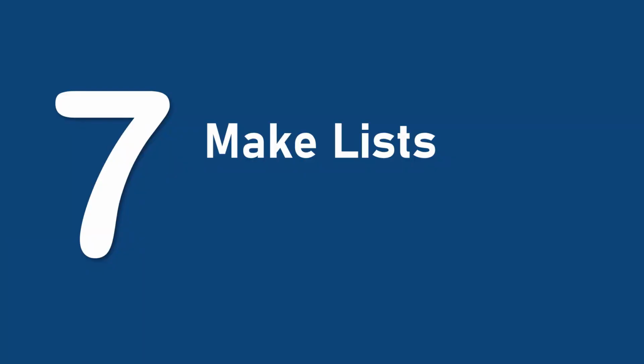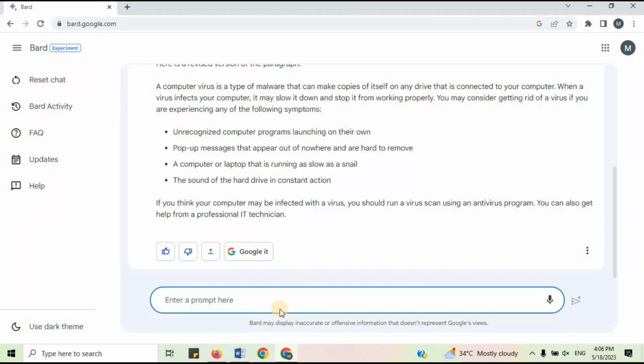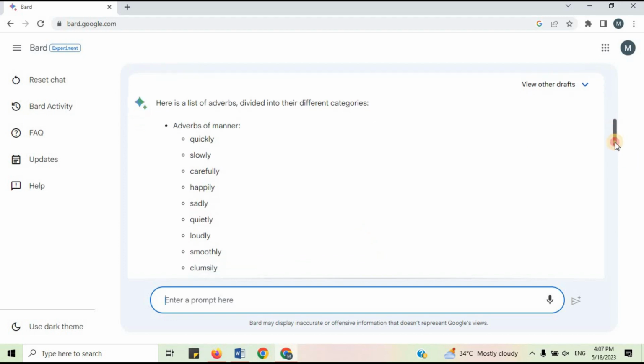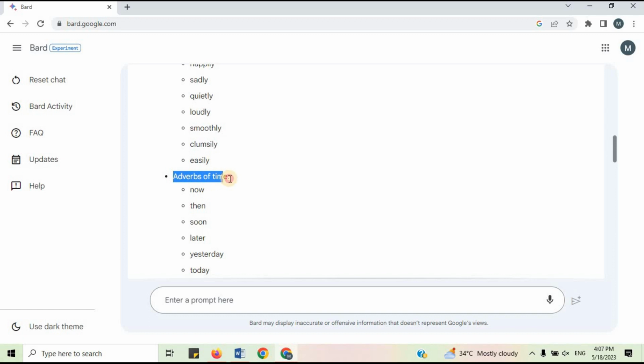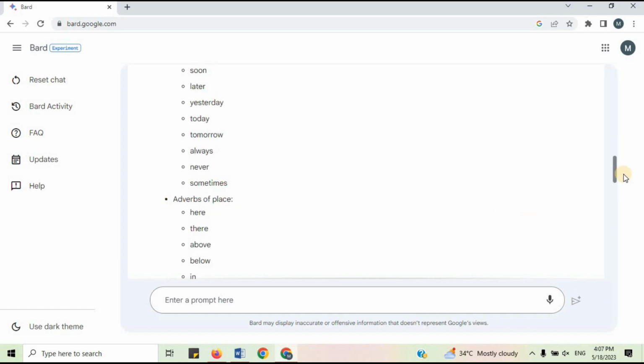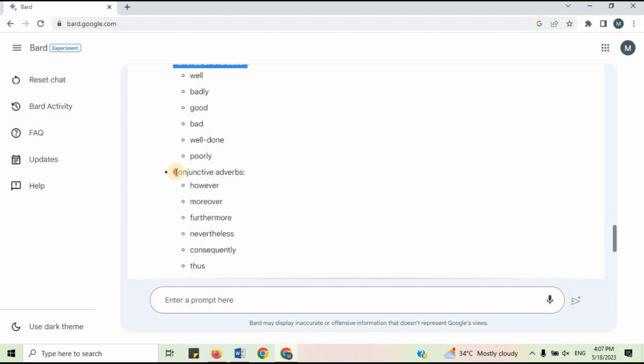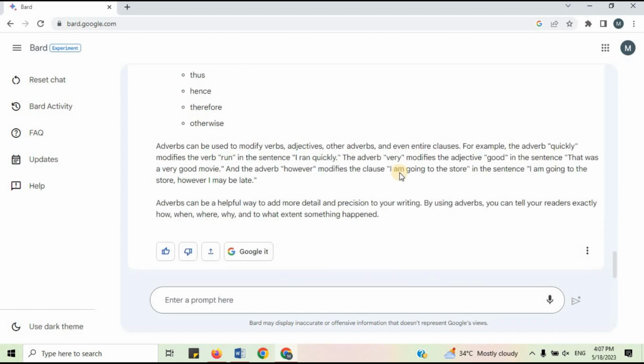Method 7. Make lists. Do you need a list of anything? Google Bard is on it. For example, I will say to write a list of adverbs. Here you got the list of adverbs divided into different categories, like adverbs of manner, adverbs of time, adverbs of place, adverbs of frequency, adverbs of degree, adverbs of evaluation, conjunctive adverb. You got the definition of adverb as well.